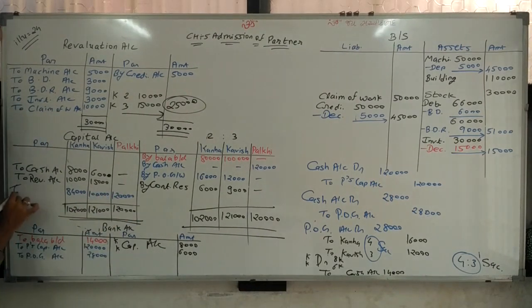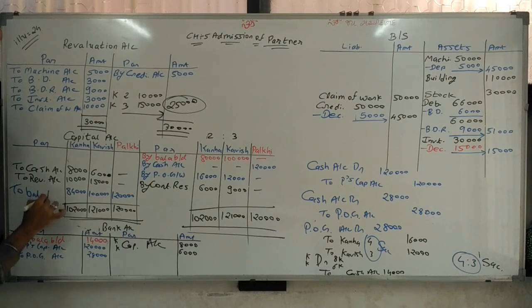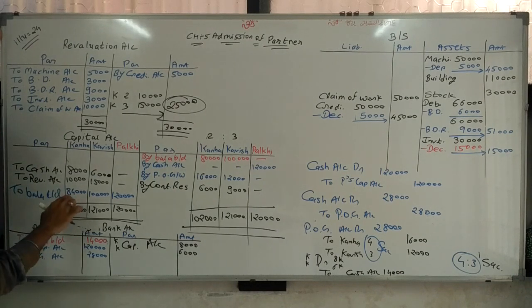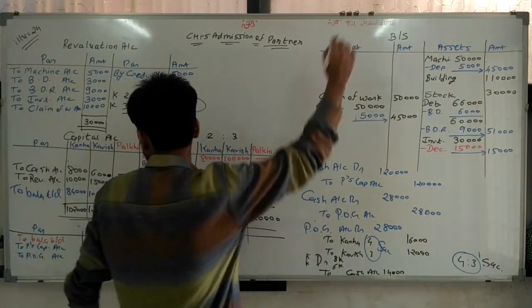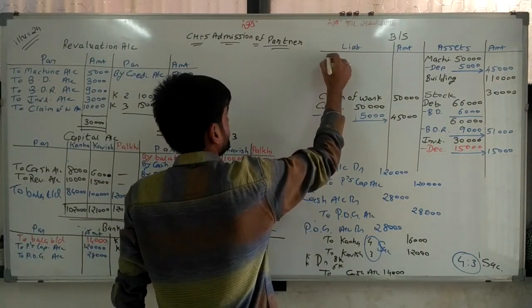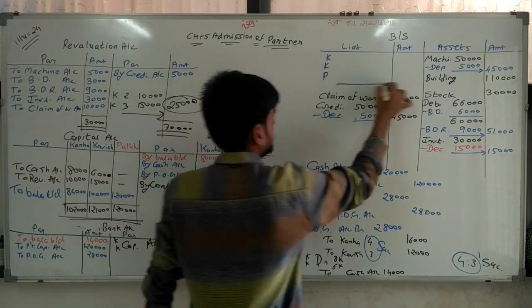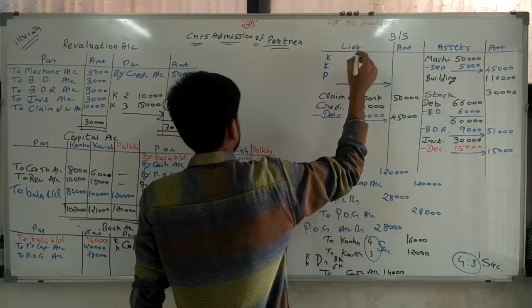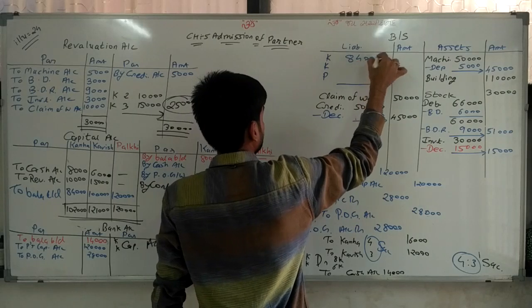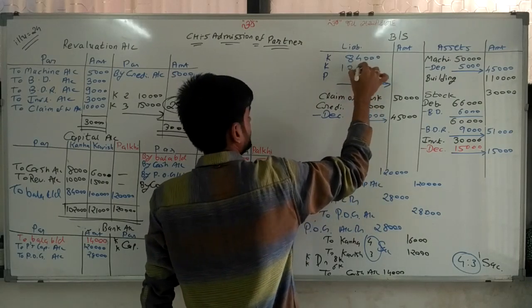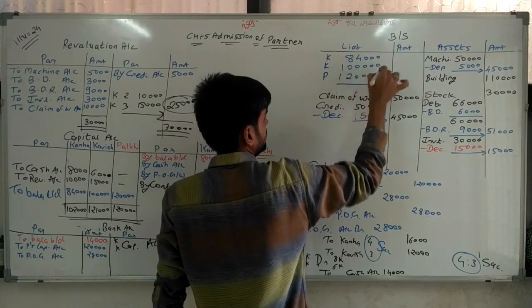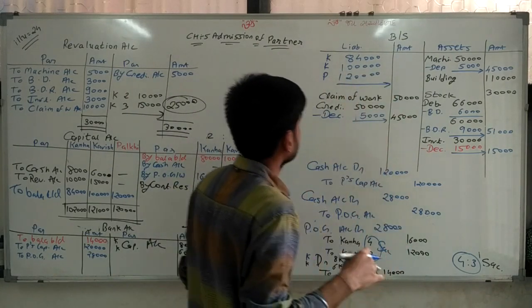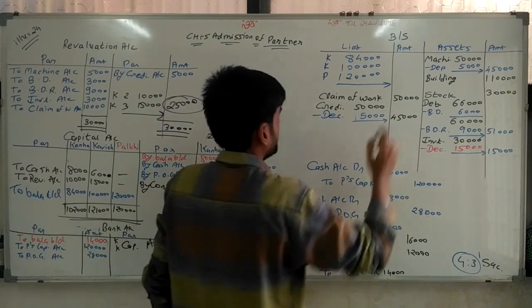This is the balancing figure. This balance is cross transferred to the credit side, but the credit side is here, so we are writing here Kana, Kavisha. 84,000, 1 lakh, 1 lakh 20,000. Total of this 3 lakh 4,000.